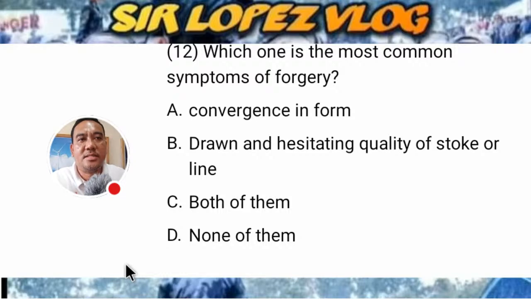Which one is the most common symptoms of forgery? A. Convergence in form. B. Drawn and hesitating quality of stroke or line. Letter C. Both of them. Or letter D. None of them.